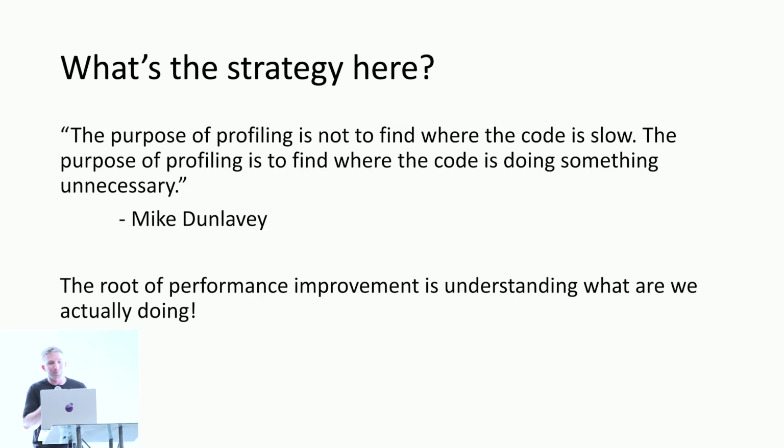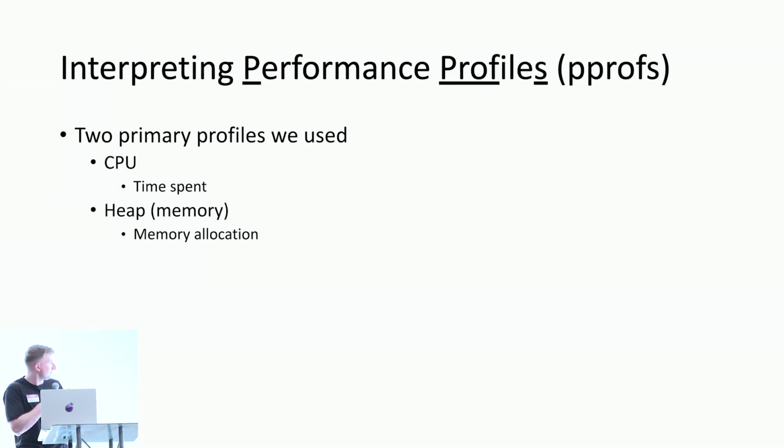So what's the strategy? The strategy is the purpose of profiling. The quote that I have here that I liked a lot was, the purpose of profiling is not to find where the code is slow. The purpose of profiling is to find where the code is doing something unnecessary. So you'll hear me during this presentation talk a lot about, does this make sense? Sometimes when we're profiling, we want to look at the largest amount of process that a function is using. But a lot of the times what we really want to do is just look and say, does this make sense? So you're going to hear me say that a lot throughout the presentation.